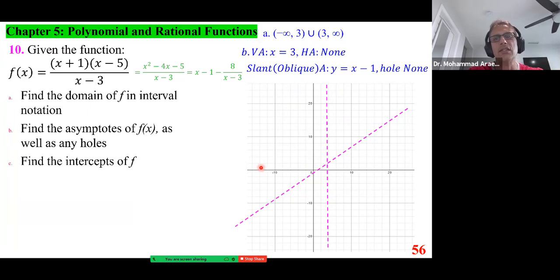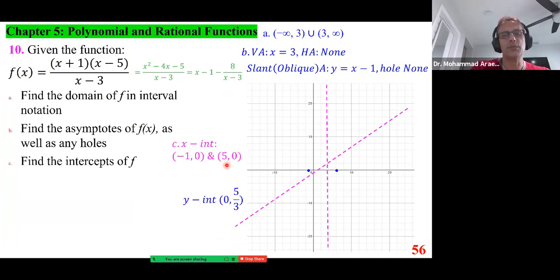We want to find the intercepts. That means x is 0, find y; y is 0, find x. So for the x-intercept, that means y is 0. The x-intercept happens when the top is 0. So this is -1, 0. This is 5, 0. So we have those pairs. The y-intercept, if you replace the x with 0, you get 1 times -5, which is -5 over -3. So -5 over -3 gives you 5/3.